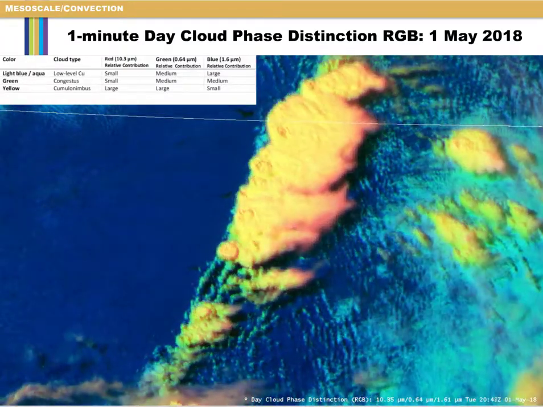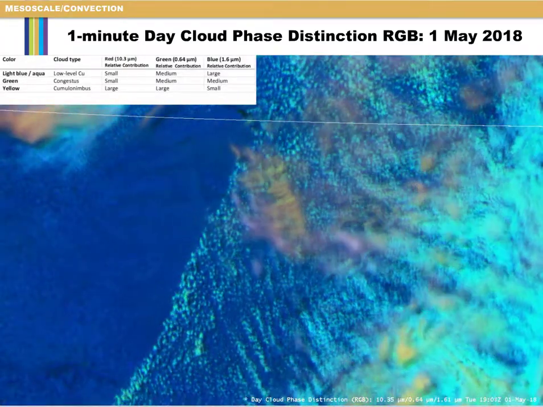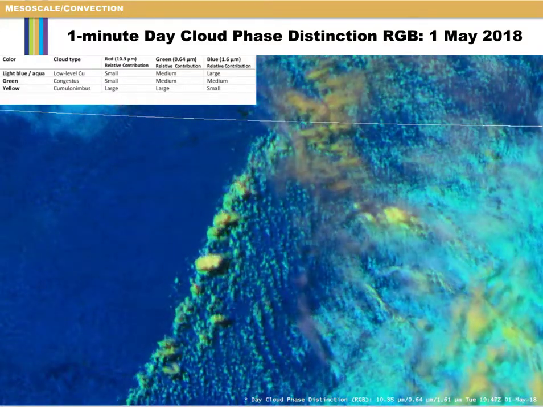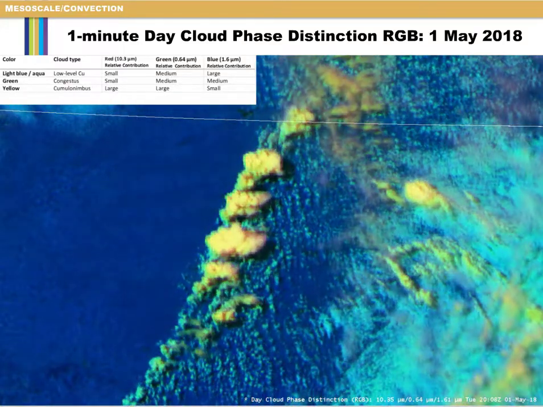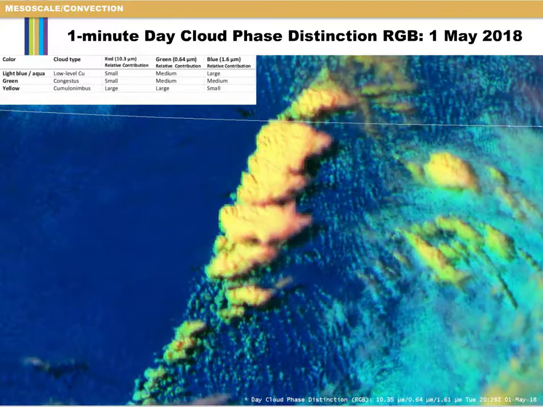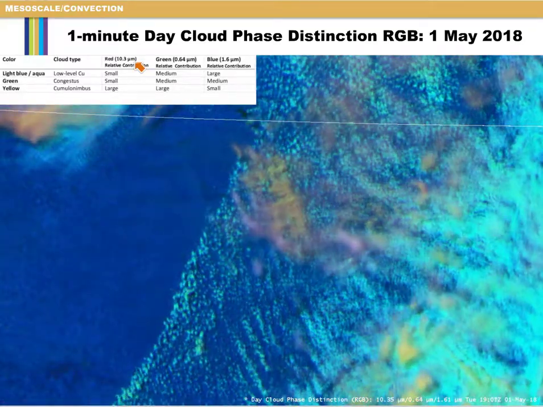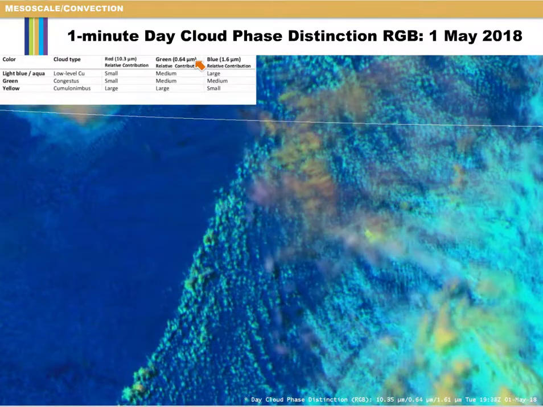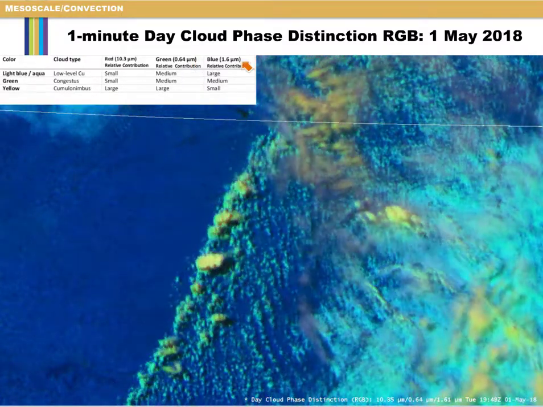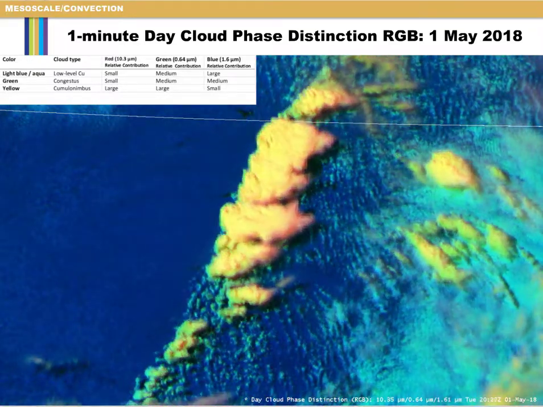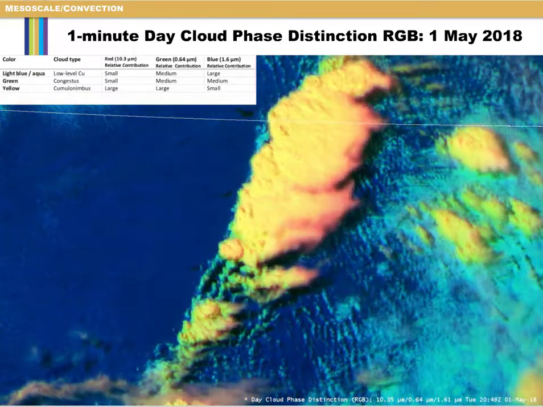One of the most useful RGB products to assess convective initiation during daylight hours in the GOES-R era is the day cloud phase distinction RGB. This RGB product makes use of the 10.3 micron IR for the red component, the 0.64 micron visible for the green component, and the 1.6 micron band for the blue component to identify clouds growing in the vertical and becoming glaciated.